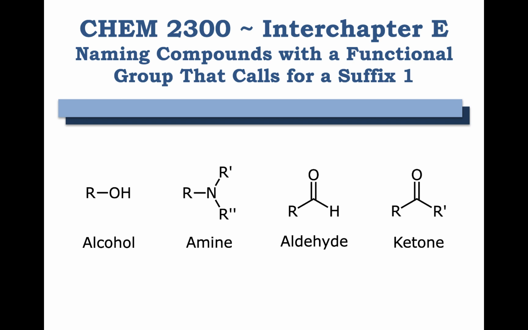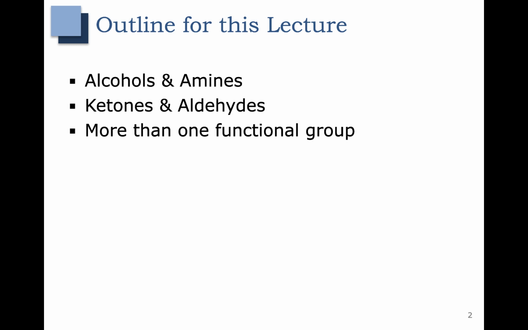Welcome to Interchapter E. In Interchapter E, we're going to talk more about how to name compounds with suffix-changing functional groups. Specifically, in this chapter, we're going to talk about how to name alcohols, amines, aldehydes, and ketones. First, we're going to start off by talking about alcohols and amines.